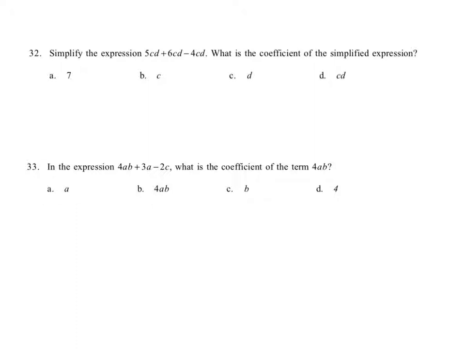But what they're asking for is, what's the coefficient? And the coefficient is simply the number that's in front of CD. What's in front of CD? 7. So that's the answer for that one.